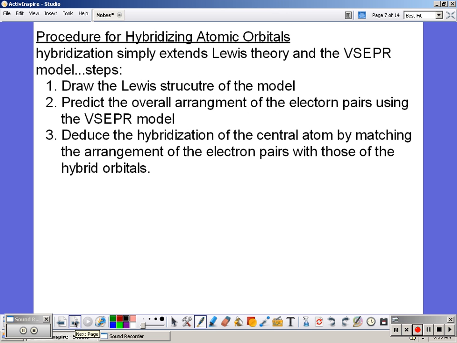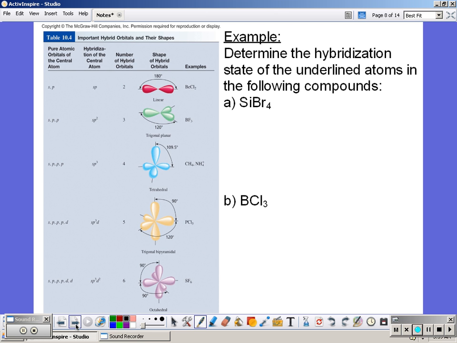So, the procedure for hybridizing atomic orbitals. Hybridization simply extends the Lewis theory and the VSEPR model. You're going to draw the Lewis structure for the molecule. You're going to predict the overall arrangement of the electron pairs using the VSEPR model. So we're not just looking at atoms, but we're also looking at lone pairs. Then you're going to deduce the hybridization of the central atom by matching the arrangement to those of the hybrid orbitals. Your book has a table, 10.4, which shows the hybridization for each of the different geometries.